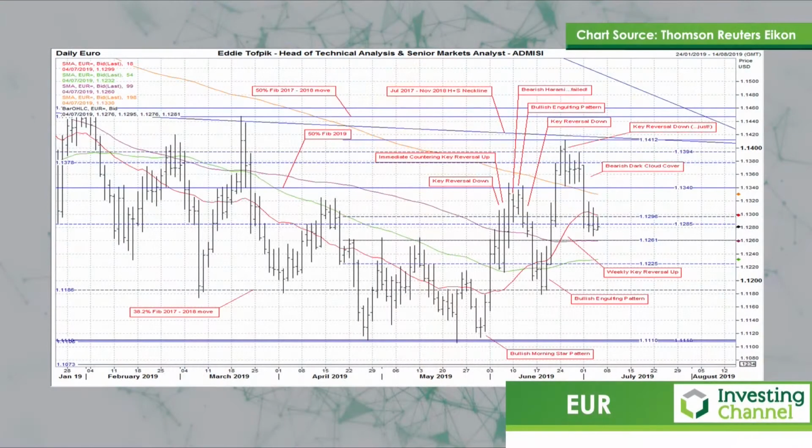I'd like to go through some foreign exchange charts with you today, and the first one I'd like to start off with is the euro against the dollar. Now, looking at this chart, you can see it's another indecisive pattern in a row. This time an indecisive spinning top pattern.